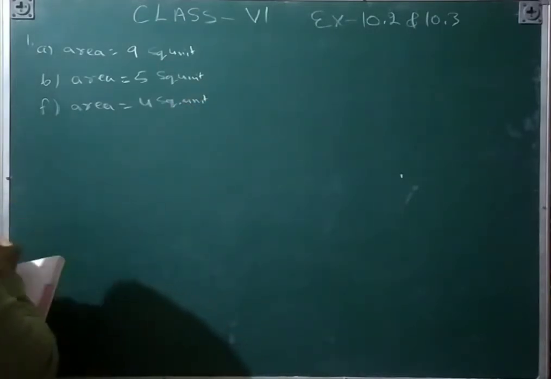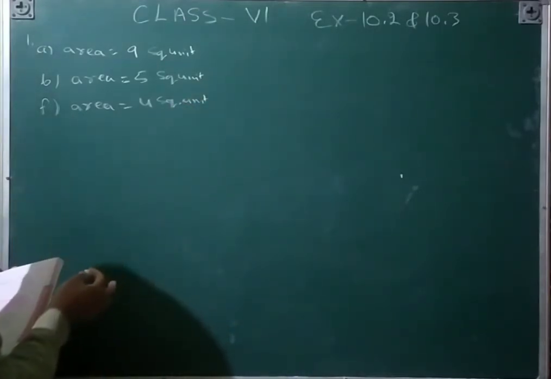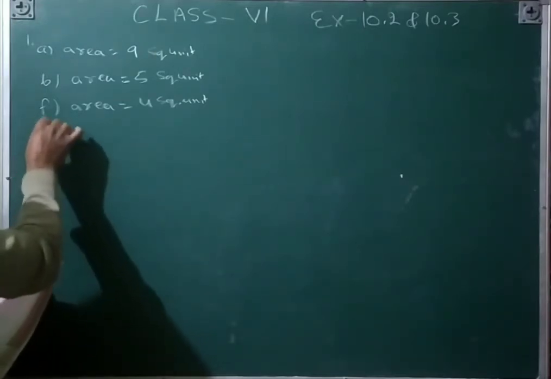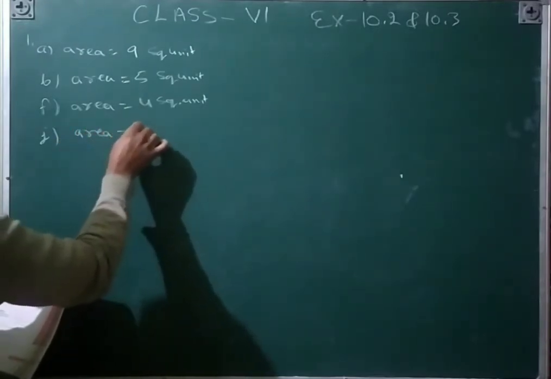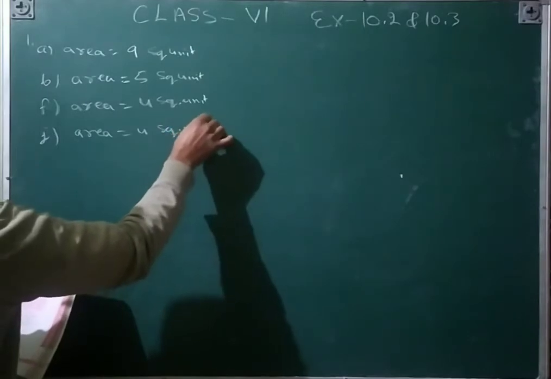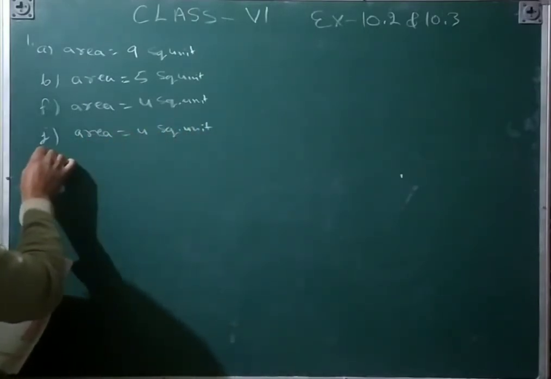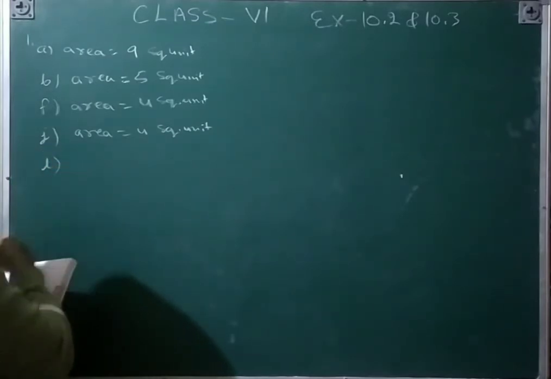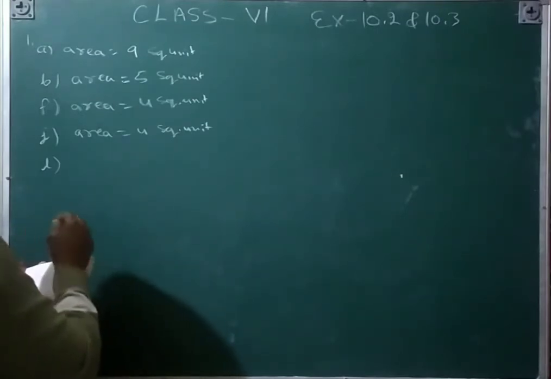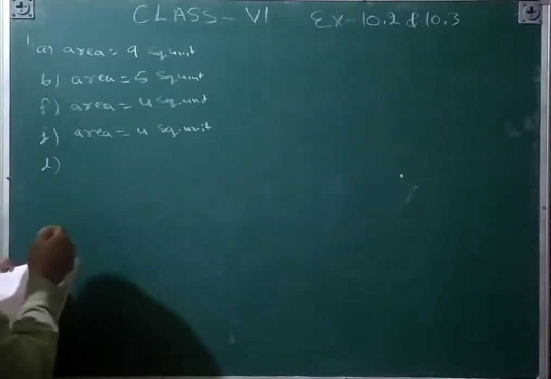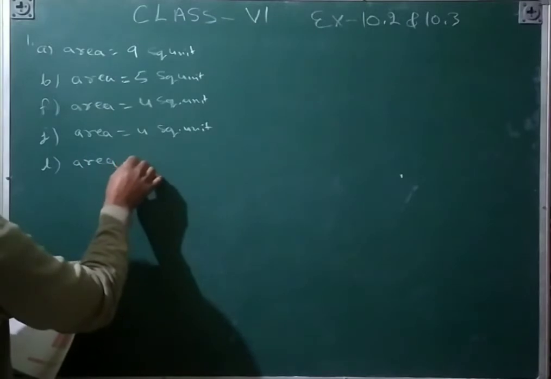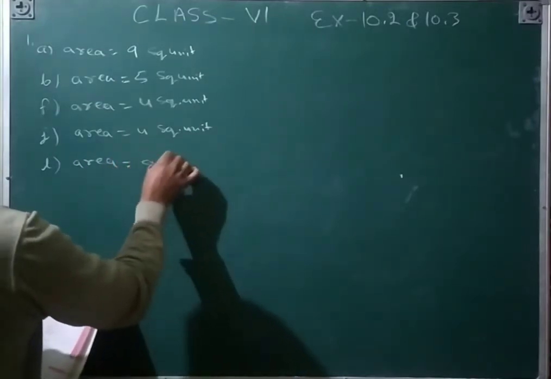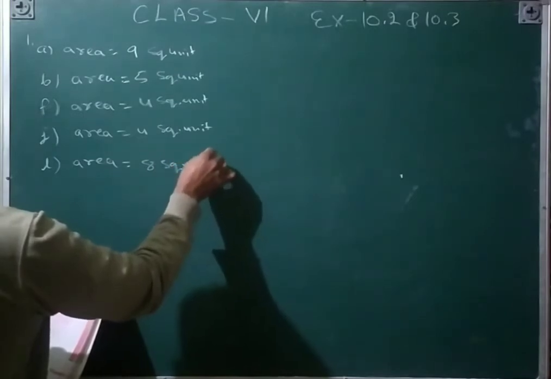And then G also you can do. H and I are similar. J number: 2 boxes are complete and 4 boxes are half, so that area will be 4 square unit. And then K part you can do. L part: 2 boxes are complete and then by the half, 2/3, 1/3 and 3/4, that area by counting will be 8 square unit.